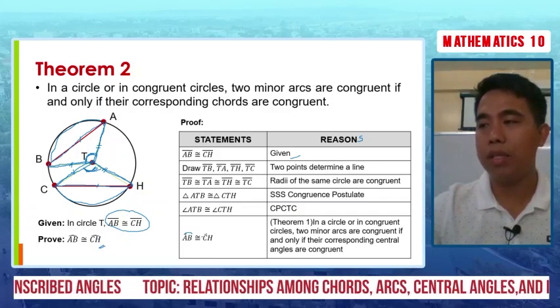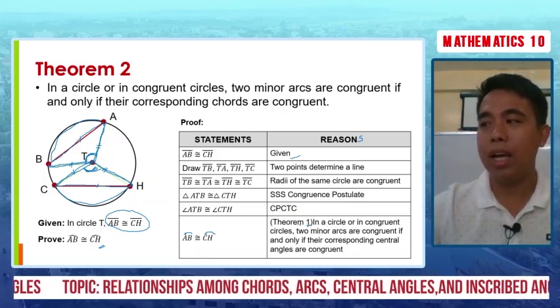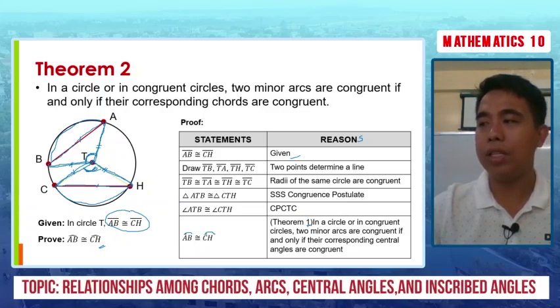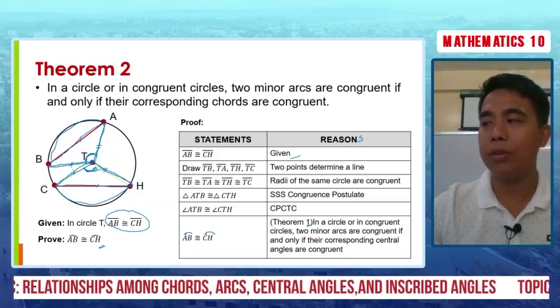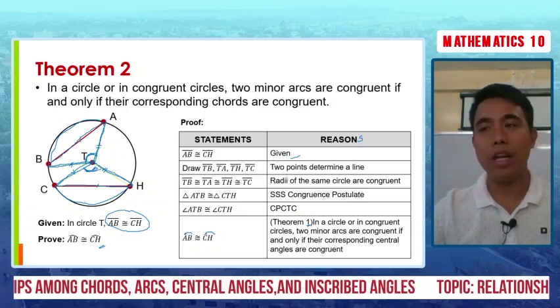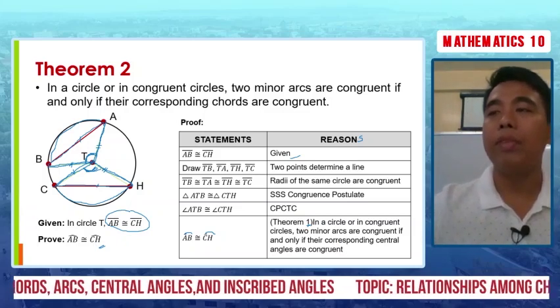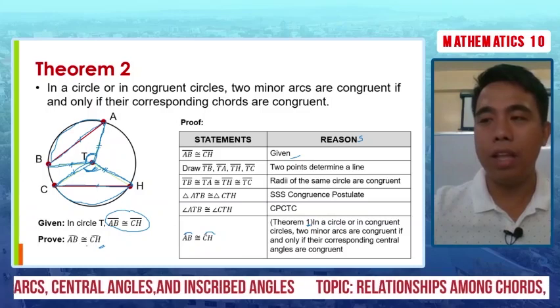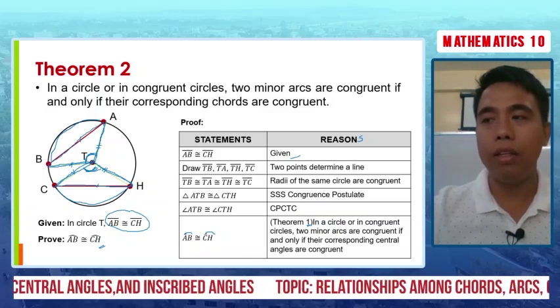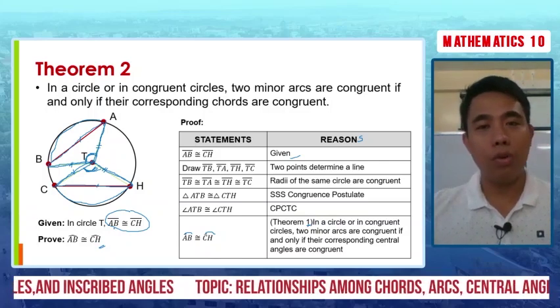So, arc AB is congruent to arc CH. Our Theorem 1 from earlier: in a circle or in congruent circles, two minor arcs are congruent if and only if their corresponding central angles are congruent. So for our next statement, if the given is that the arcs are congruent, what we will prove is that the chords are also congruent.